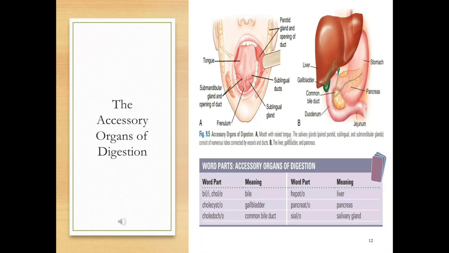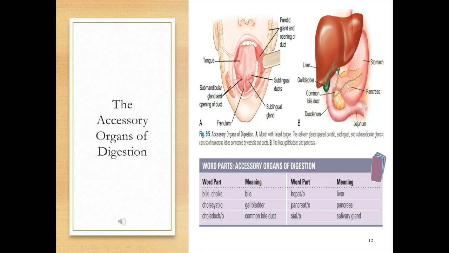In figure 9.5, you can see accessory organs of digestion. In section A, you can see the mouth with raised tongue, and the salivary glands: paired parotid, sublingual, and submandibular glands, which consist of numerous lobes connected by vessels and ducts. In section B, you can see the location of the liver, the gallbladder, and pancreas.